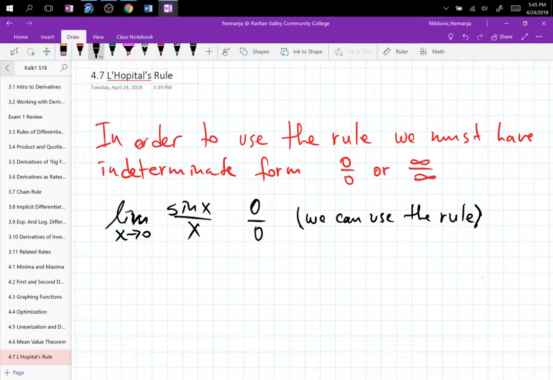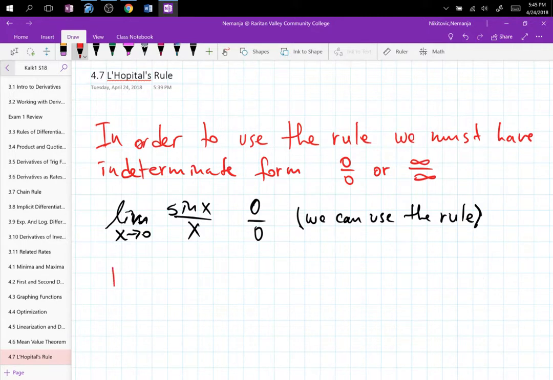How do we achieve this? Well, what is the rule? Sorry, what is L'Hopital's rule? L'Hopital's rule states that if you have indeterminate form, the problem that you are solving is equivalent to the problem that is the quotient of the derivatives. That's L'Hopital's rule.